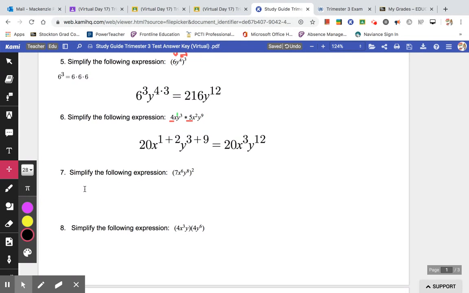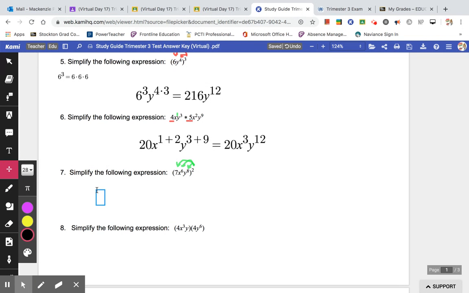Okay, so if we take a look now at 7, 7 is going to be power to power because we have parentheses and an exponent on the outside. So very similar to number 5, but now we have 3 sets of bases on the inside. So you're actually distributing that 2 to the coefficient, to the x, and the y.